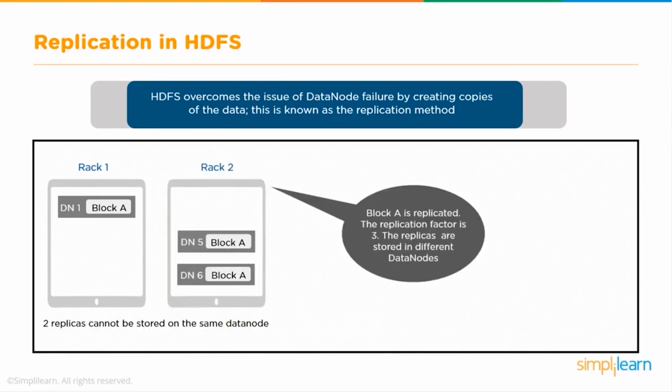So this is how it would look. So if you have block A, which is getting stored on data node 1, and we also have the concept of rack here, which we can talk later.